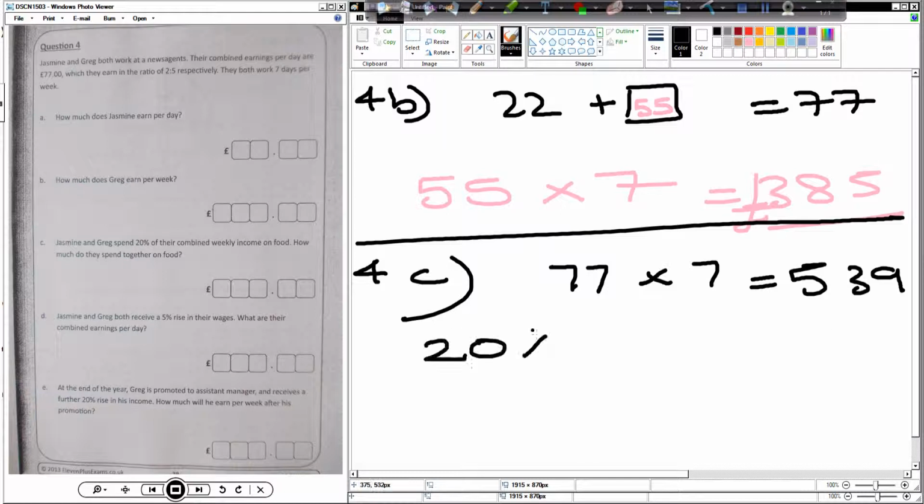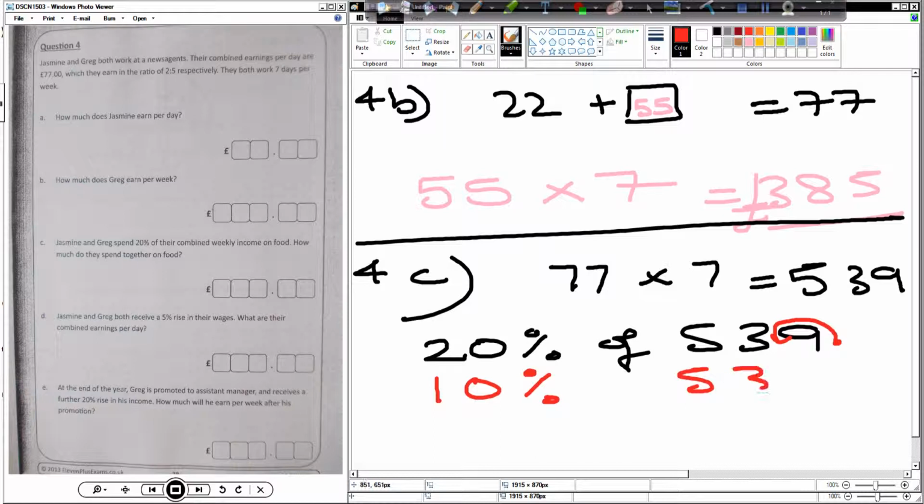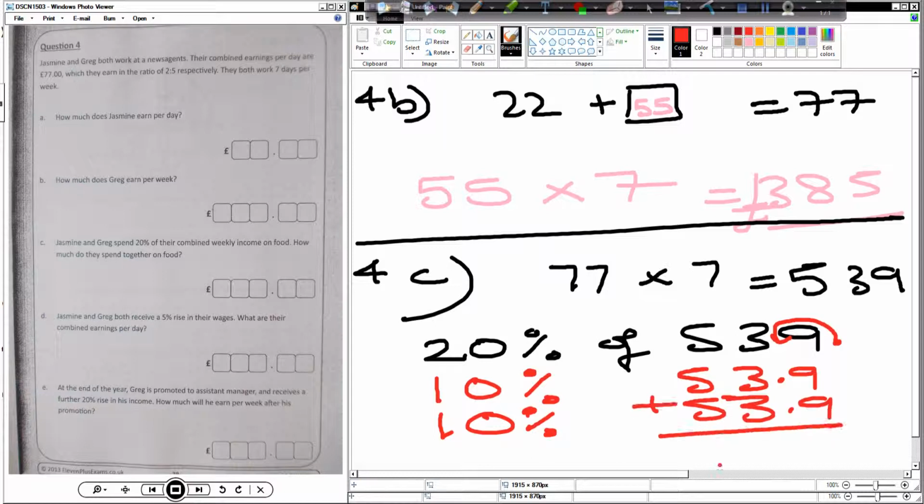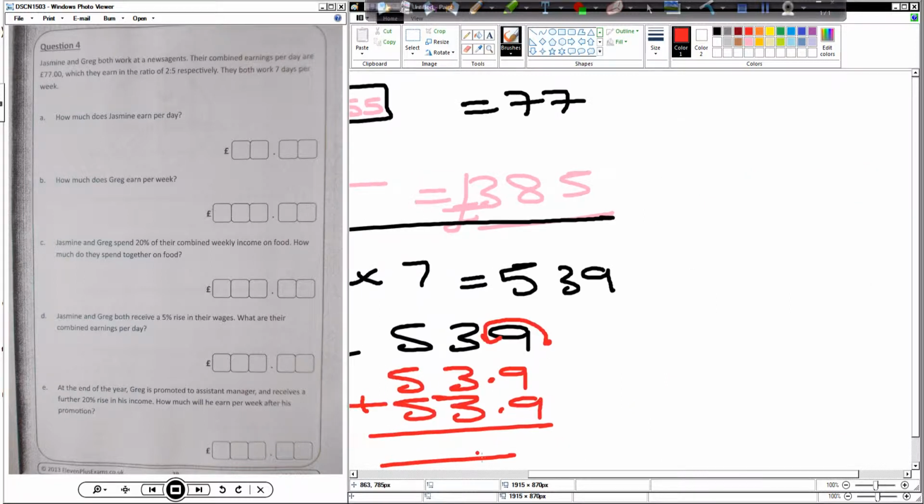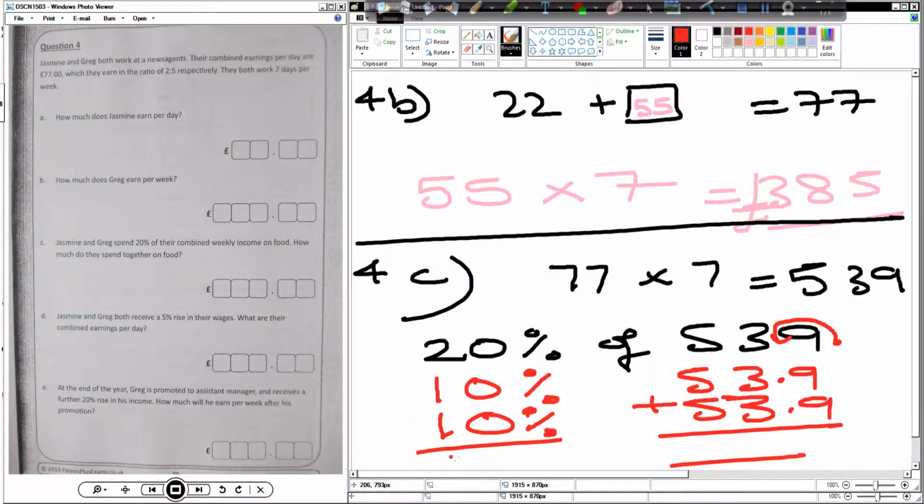So 20% of 539. Now, when we work out 20% of 539, we first of all work out 10%. 10% of 539, put the decimal point in the end, divided by 10, which gives you 53.9. And to get 20%, we just add another 10%, or we just times it by 2, whichever one you want to do. So 53.9 add 53.9 will give us the total that we need for that. So that'll give you 20%.